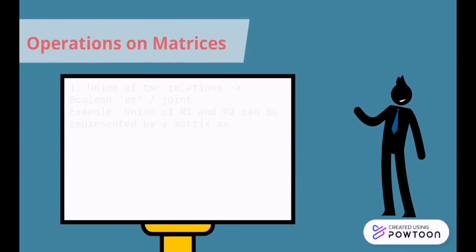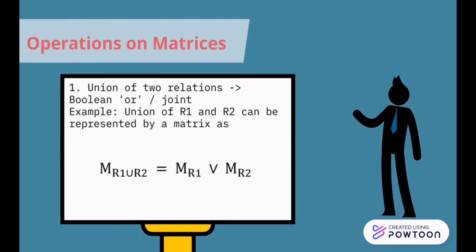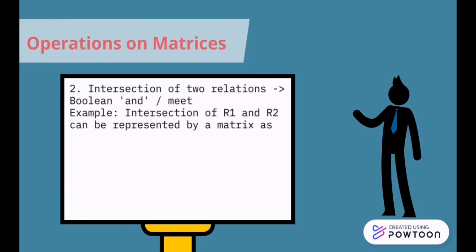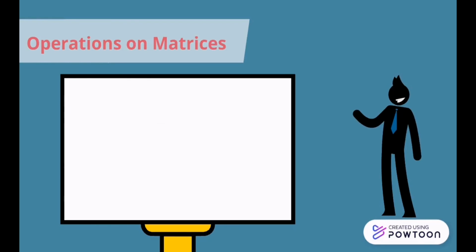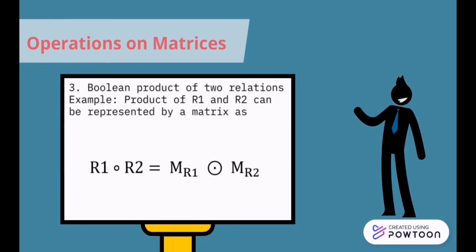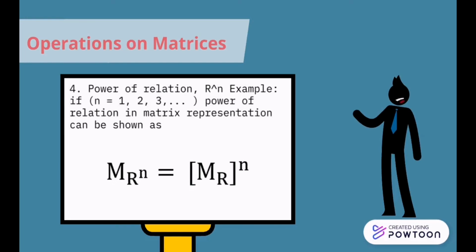Operations on matrices. First, union of two relations can be done using Boolean OR. Second, intersection of two relations can be done using Boolean AND. Product of two relations can be done by Boolean product. Power of relation: the matrix will multiply by itself according to the number of power.